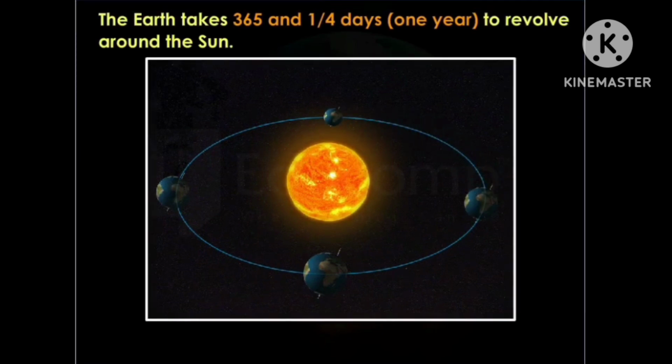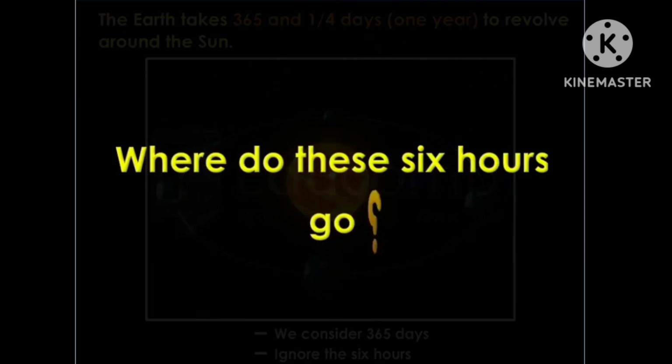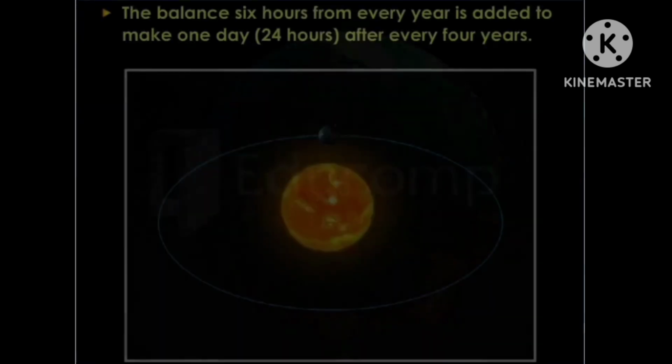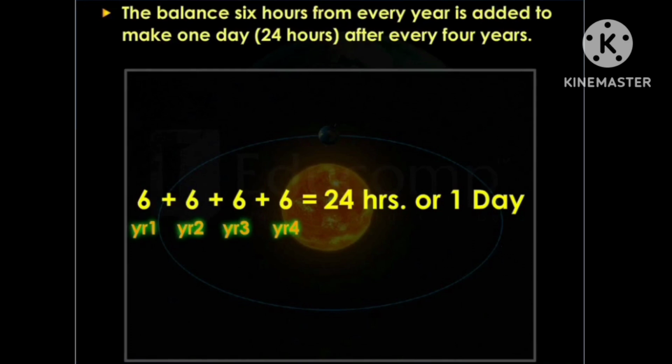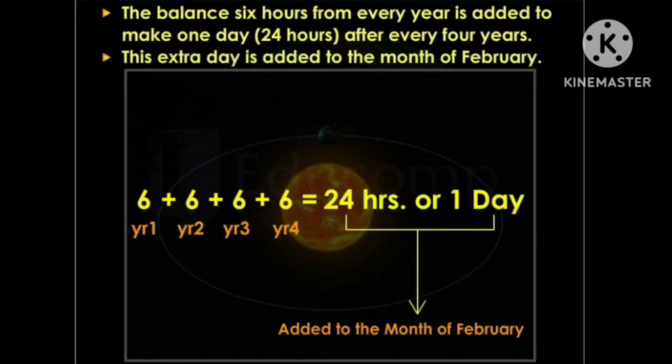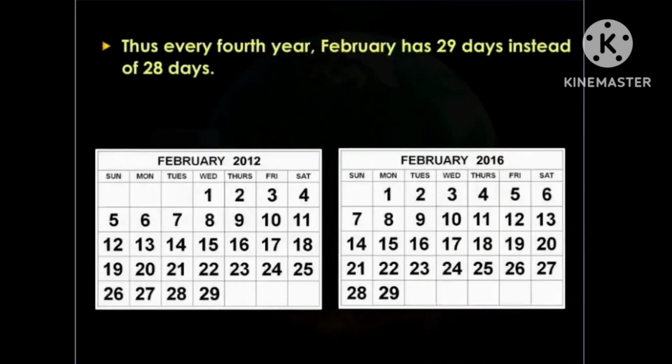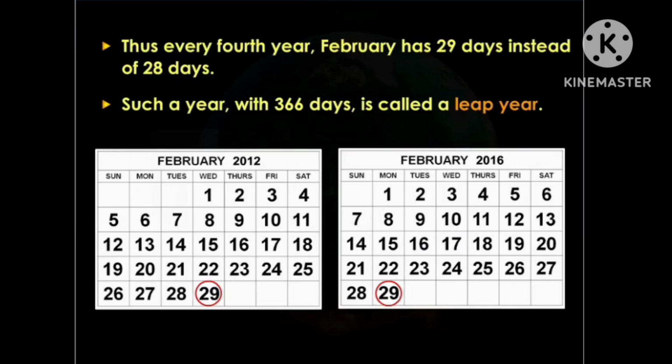For the sake of convenience, we consider a year consists of only 365 days and ignore the 6 hours. Where do these 6 hours go? The balance 6 hours from every year is added to make one day, 24 hours after every 4 years. This extra day is added to the month of February. Thus, every 4th year, February has 29 days instead of 28 days. Such a year with 366 days is called a leap year.